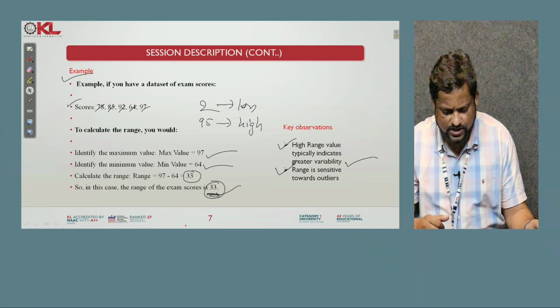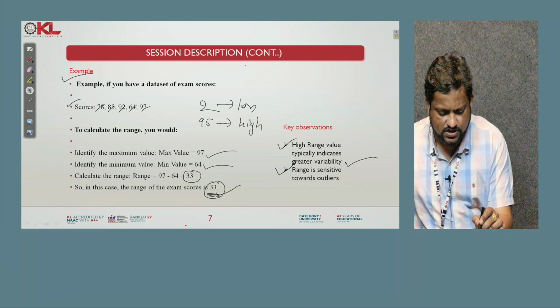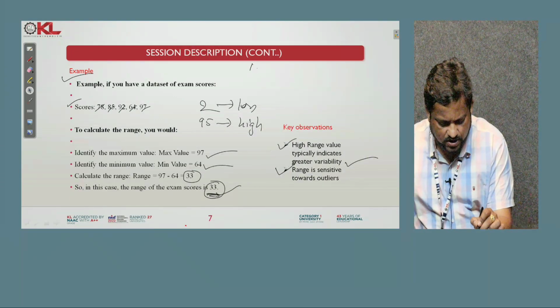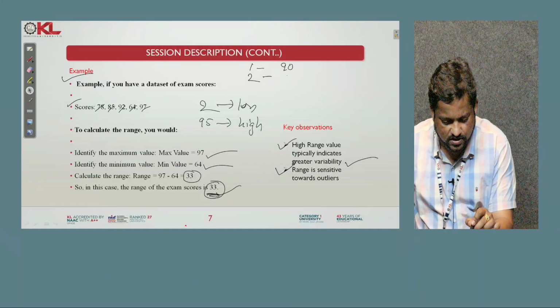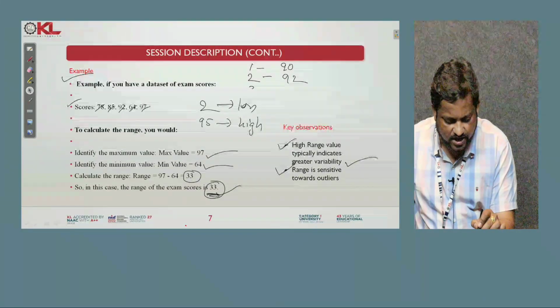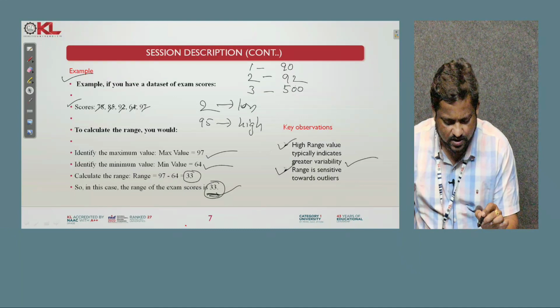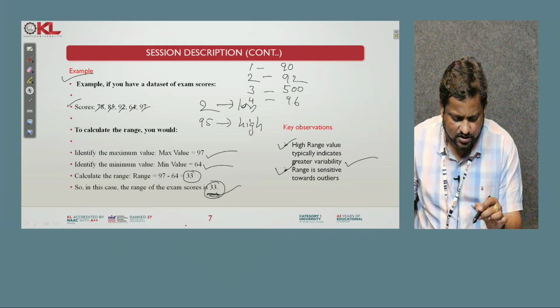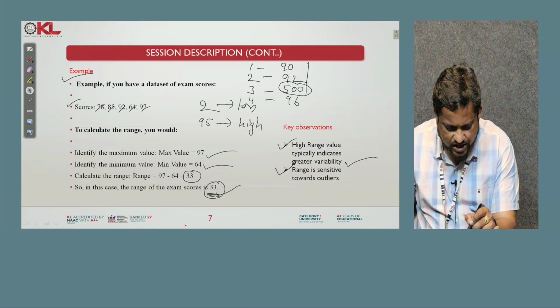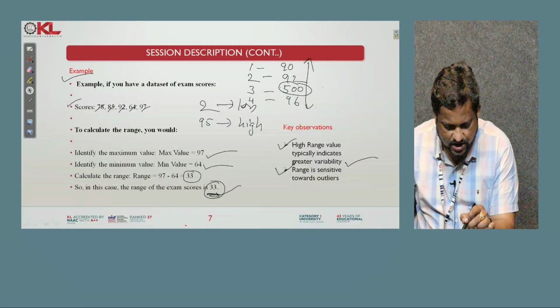During the COVID season, when students were entering our campus, their temperature was captured at the gate. Student 1 came and his temperature was recorded as 90 degrees. Student 2 entered the gate and his temperature was recorded as 92. Student 3 came, suddenly something happened to the machine and it captured his temperature as 500. After that it became okay and the temperature was recorded as 96. If I want to find the range of this, the maximum value is 500, the minimum value is 92, so I am getting a bigger value.